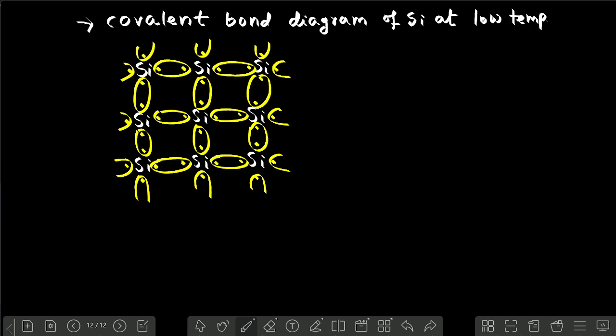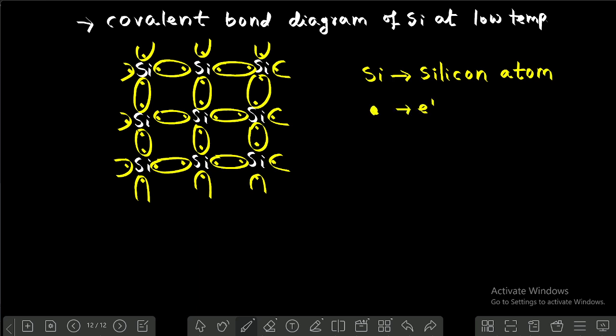Si is basically silicon atom, and a dot is nothing but one electron.